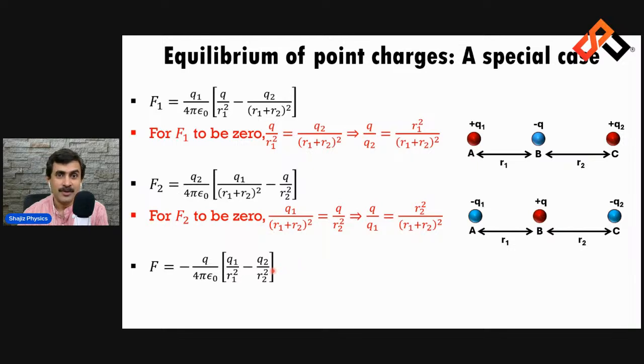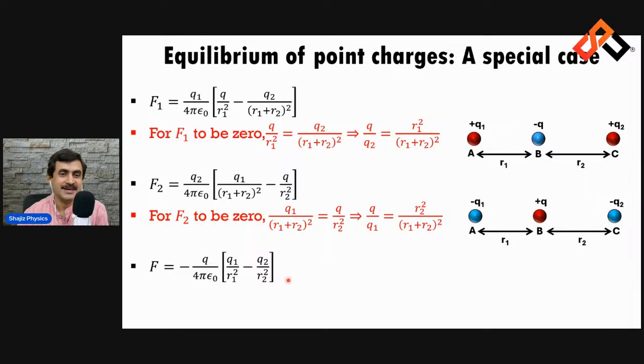For F to be 0, the only possibility is that the quantity inside the bracket must be 0. Why? Because this cannot be 0: Q is not equal to 0, and 1 by 4 pi epsilon 0 is 9 into 10 raised to 9, which is also not equal to 0. So, to get 0 from the product of two factors, one of the factors must be 0. Here, this is not equal to 0, that's sure. We clearly know that. So the only possibility is this must be 0 if we want F to be 0.